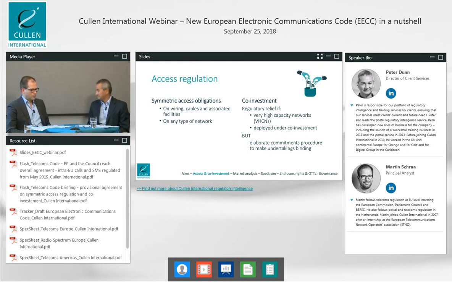Right. But NRAs can also decide not to extend access obligations beyond the first distribution point. That's right. I mean, I think it's clear that this is a discretionary power. So in any case, it's up to the NRA to decide whether or not to impose it. And in certain cases, particularly for wholesale-only networks, the NRA is not allowed to impose these symmetric access obligations.